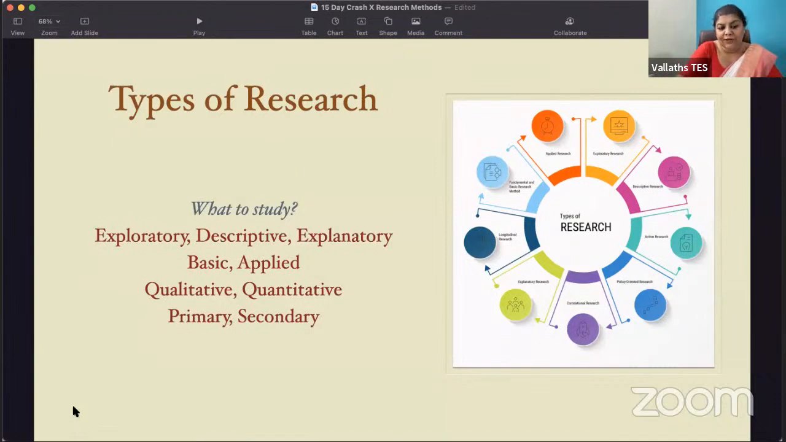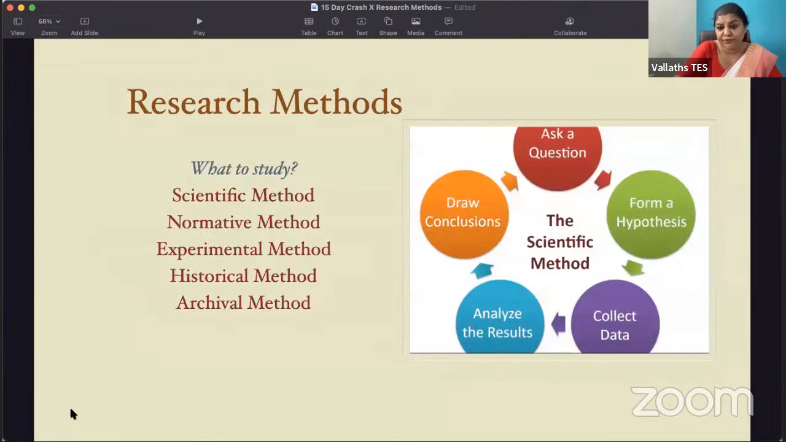So these are all different kinds of research. Please read extra. You can't find excuses. In these last few days, every day, at least for half an hour, do extra reading on research. Then research methods are there. What do you mean by research methods? The methodology that you use to do research.